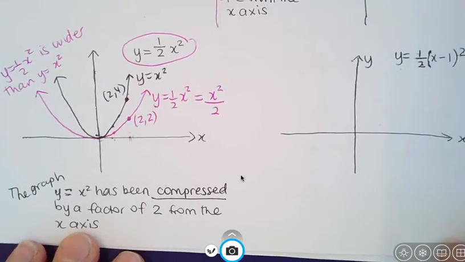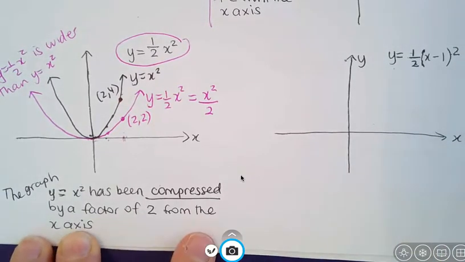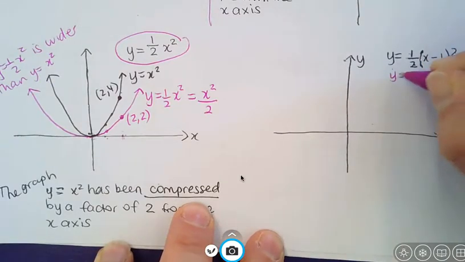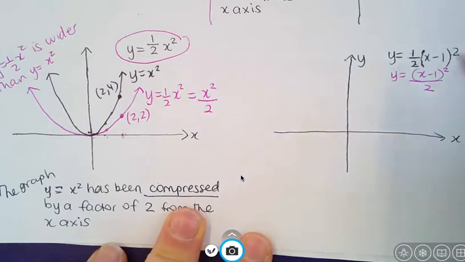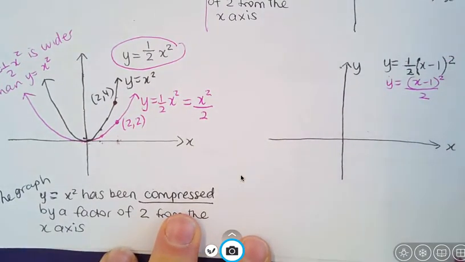All right, what about the next one? Y equals a half x minus 1 squared. That actually could also be written as y equals x minus 1 squared over 2. So you could see it written like that as well. Okay, so what is this? What's happened to this curve? Well, actually, what happened to y equals x squared?